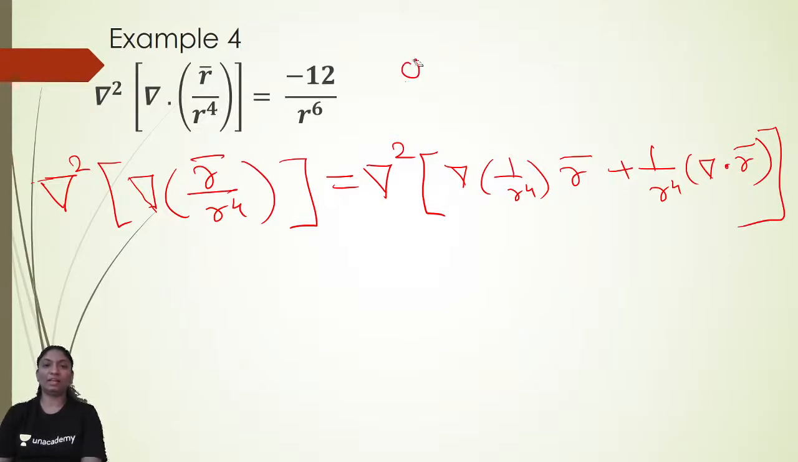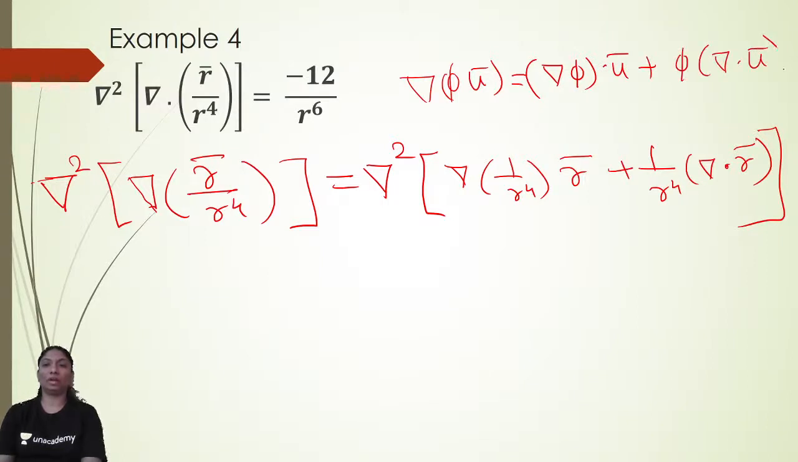del phi dot u bar plus phi into del dot u bar. This property we have used here. So here r bar is your vector and r raised to 4 is a scalar. So you will get del square of del of f of r.